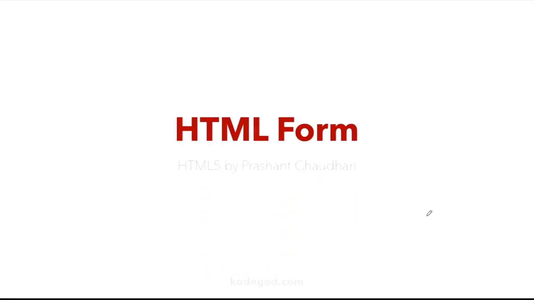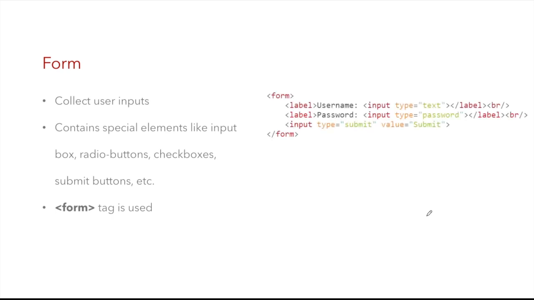So after lists, we are going to check about forms. Form is a very important tag in HTML5. Form is basically used to retrieve information from the user. You must have seen the username and password fields. These are nothing but forms, or the registration pages that we commonly see are nothing but forms. Forms are used to collect inputs from the user, and they contain special elements like an input box.